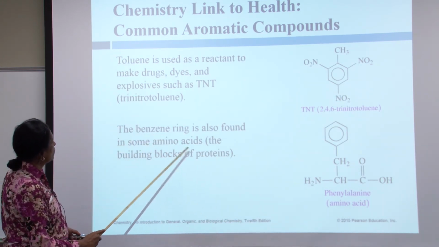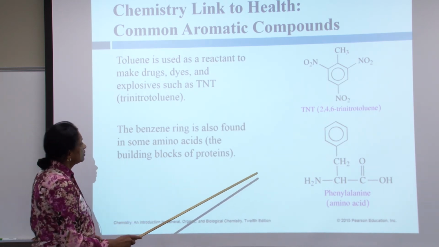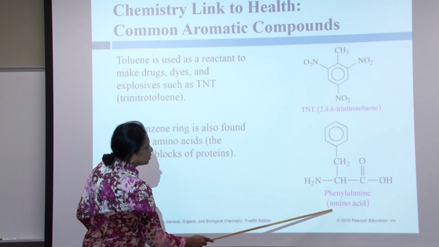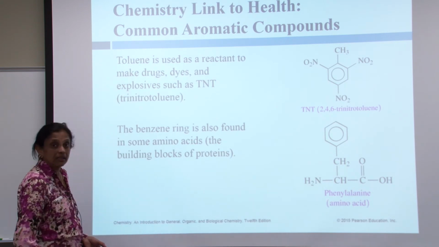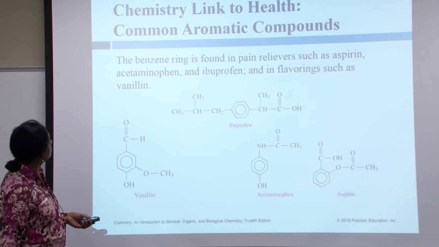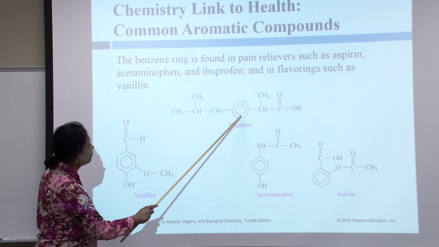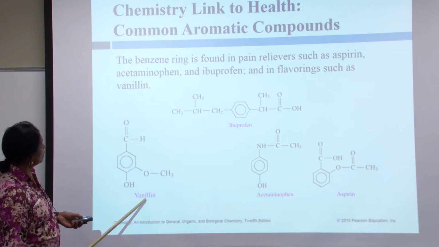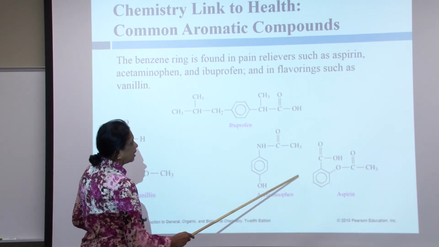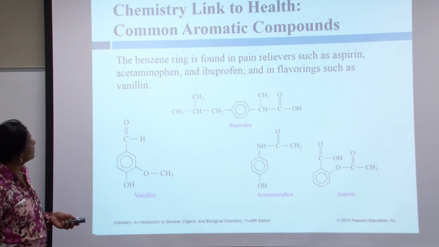Benzene is also found in amino acids. Amino acids are the building blocks of proteins. So again, benzene, and there is your amino acid, a very simple amino acid. Amino acids contain the benzene ring. Benzene rings are also found in pain relievers such as ibuprofen, acetaminophen, and aspirin, and in flavoring agents. All these contain the benzene ring. This is a flavoring agent, and it also contains the benzene ring.